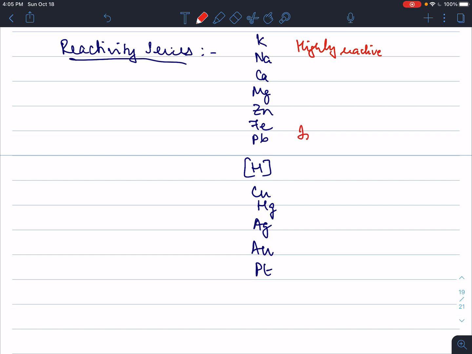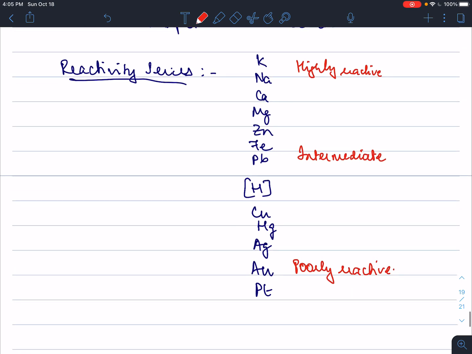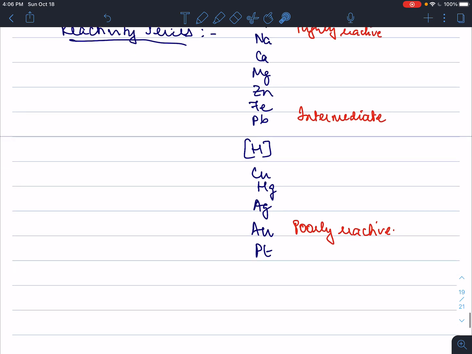These are intermediate, which is medium reactive, and these are poorly reactive. So how do you know which metal can displace another metal? Let's take iron. Any metal above iron can displace iron from its solution. If you see copper and iron here, iron can displace copper. So basically, any metal above can displace the ones lower in this series. This is how the reactivity is arranged, and this arrangement is called the reactivity series.